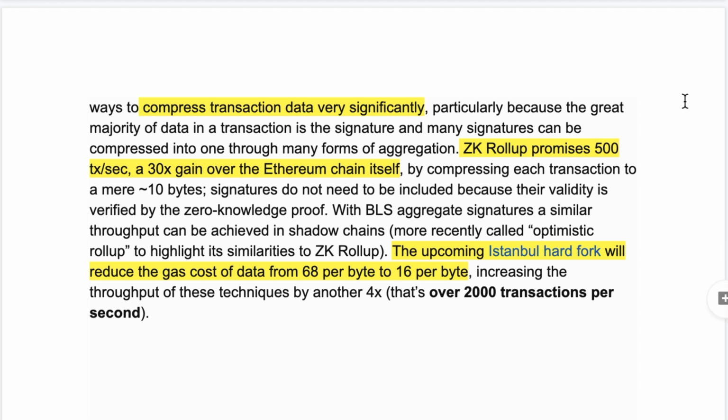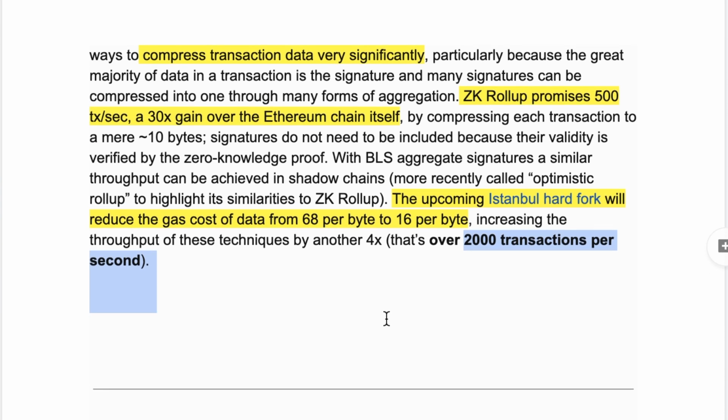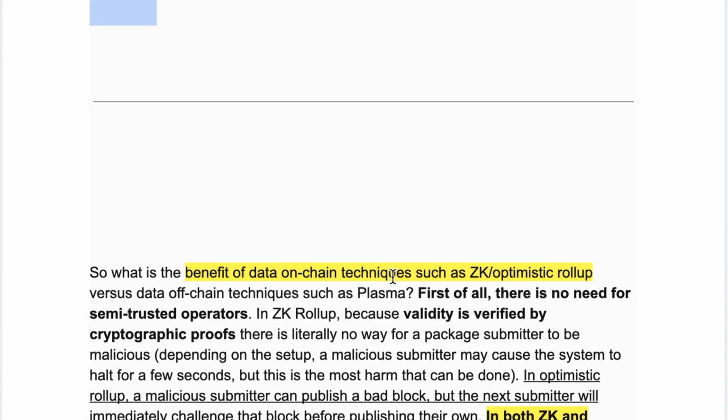So with the already 30x increase that we have thanks to zero knowledge rollup, which promises 500 transactions per second, we would have 4 times that. That would mean when using zero knowledge rollup and the next Istanbul hard fork, we would have around 2,000 transactions per second, which is a lot. That's a 120x gain from the current TPS that Ethereum has, and I think that's a fantastic increase in transactions per second.